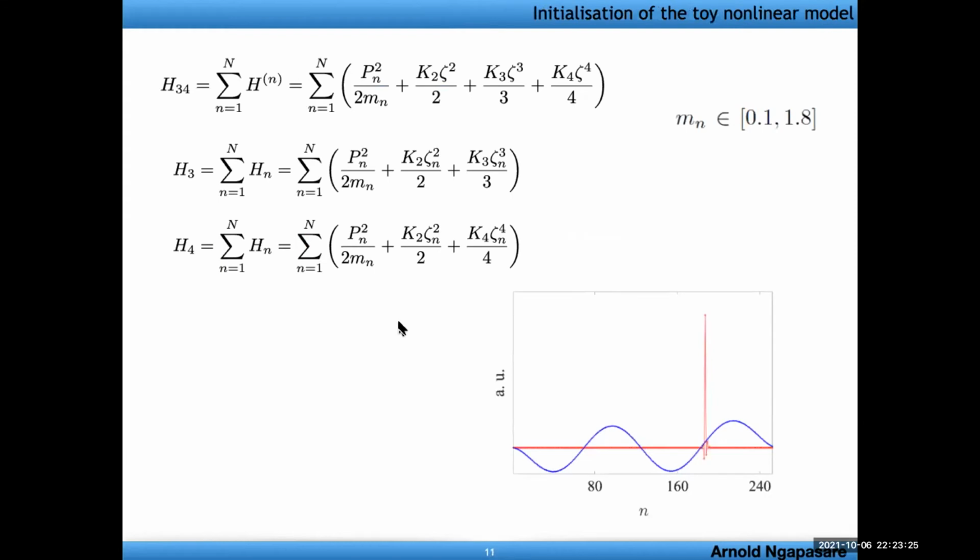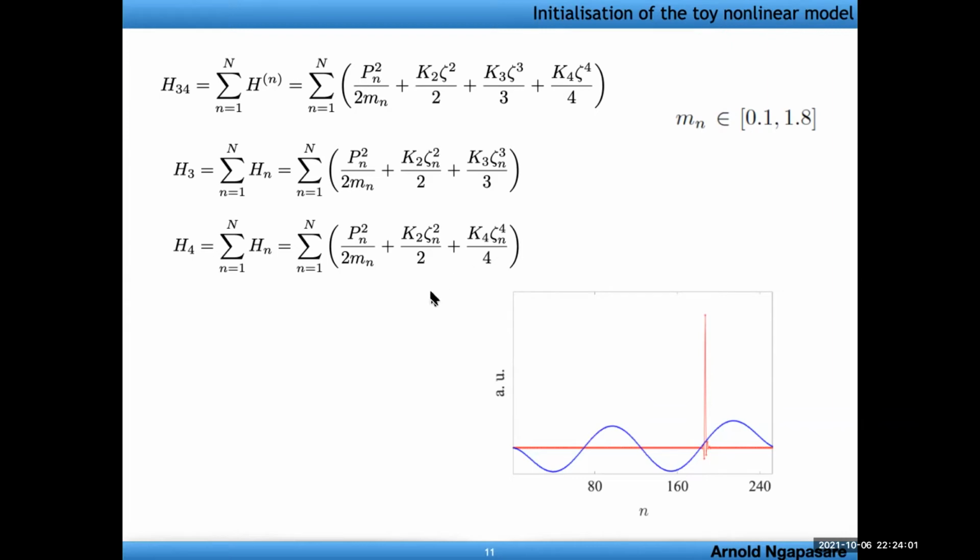So we play around with the configurations of the non-linearity, and here we are making different combinations. Here we have this first configuration, which is H34, where we have zeta cubed, zeta squared, and zeta cubed, and zeta to the fourth. Then we have H3, where in the potential we have zeta squared and zeta cubed. Then in H4, we have in the potential zeta squared and zeta to the fourth.